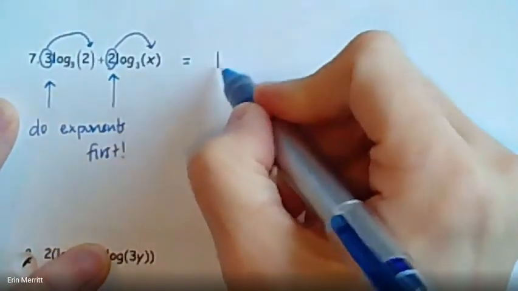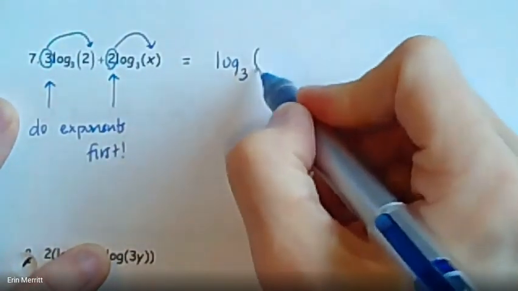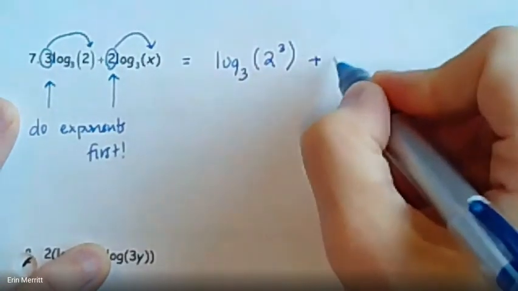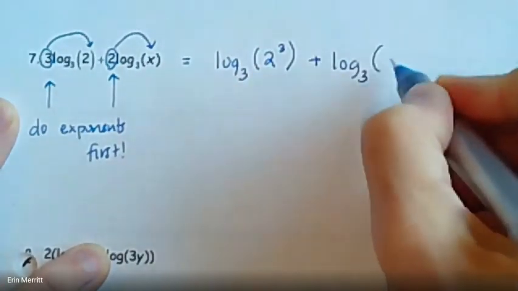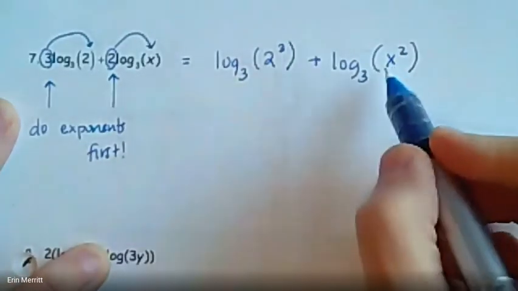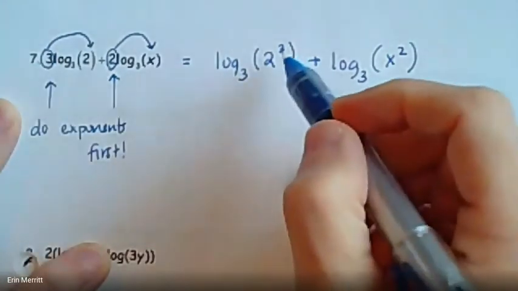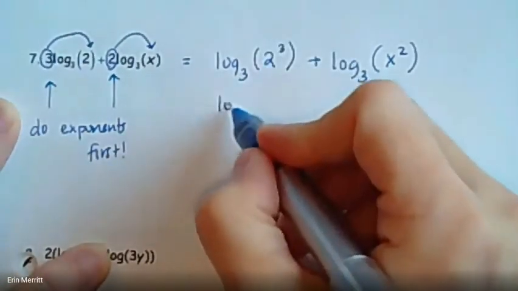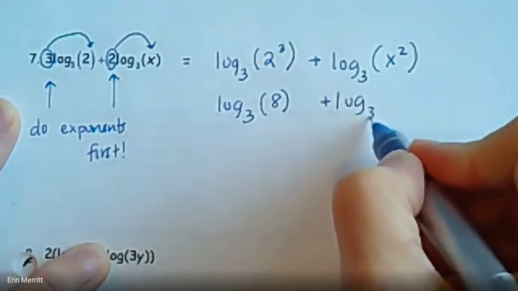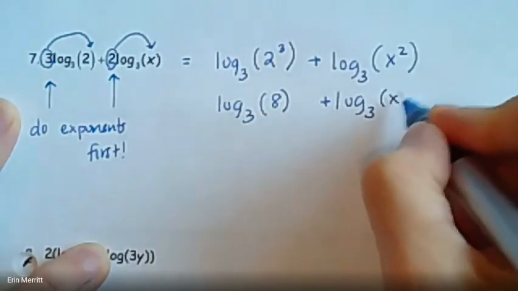So when I do this, let me see if I can zoom this just a smidge. There we go. It's going to look like log base 3 of 2 cubed, and then plus log base 3 of x squared. So same thing, the 2 is cubed, the x is squared. And since the 2 is cubed, we can clean that up. That's log base 3 of 8 plus log base 3 of x squared.